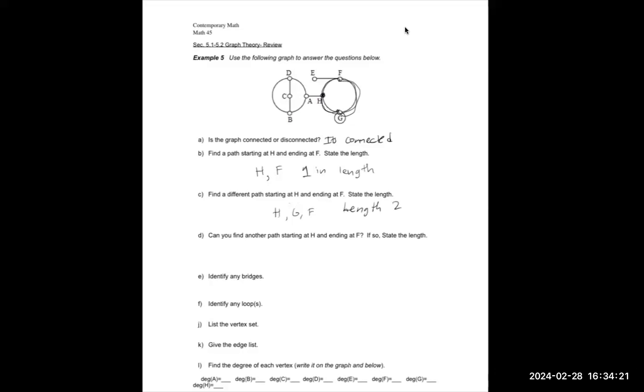Even that is a little bit confusing because you see 3 letters. But the length is, if you list the letters one letter at a time and not the edges, then the length is not equal to the number of letters listed here. So anyways, can you find another path starting at H and ending in F? If so, state the length.